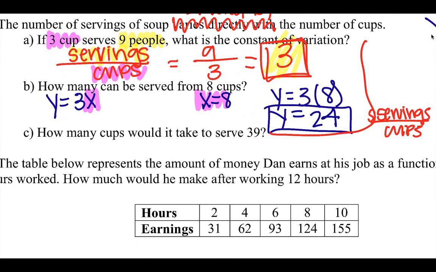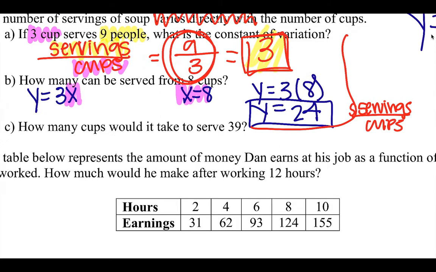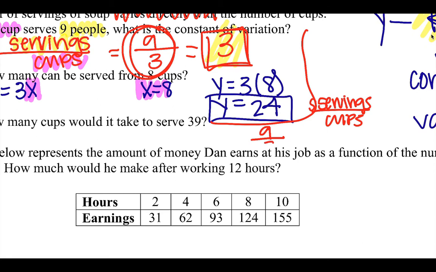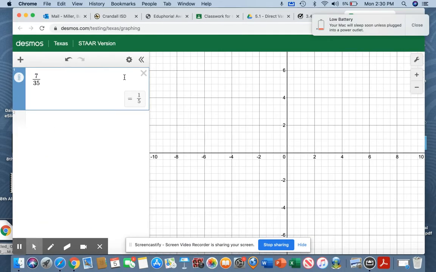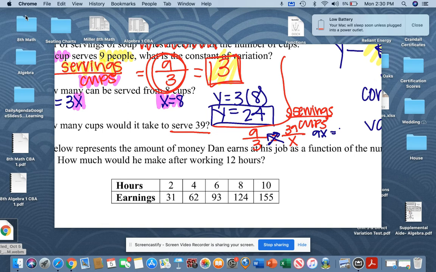So if I use this old one from up here, I know 9 servings for 3 cups. Well, I want to know 39. So I have 39 on top, and I want to know the x. So again, we're going to cross multiply. 9 times x, which is 9x, equals 3 times 39. And again, you can go to Desmos. 3 times 39 is 117. So then I have 117.